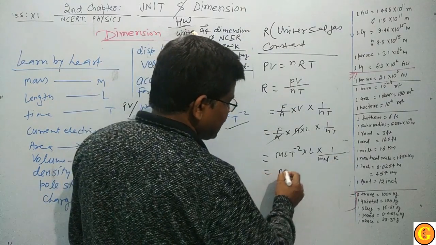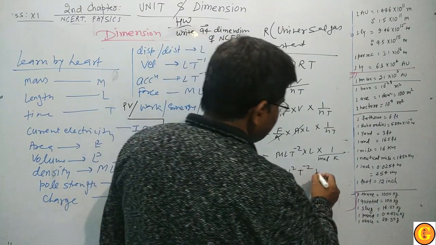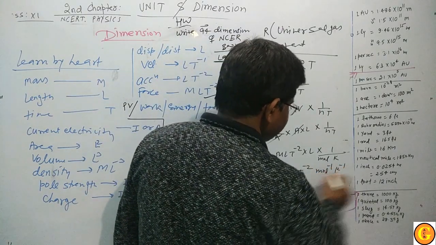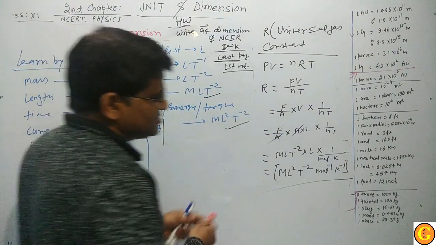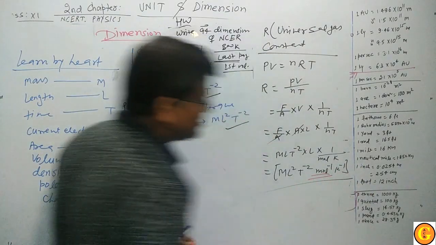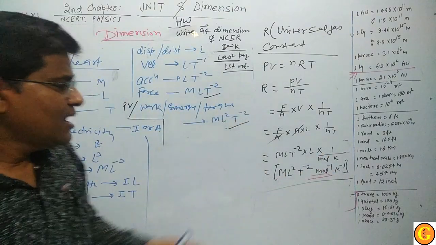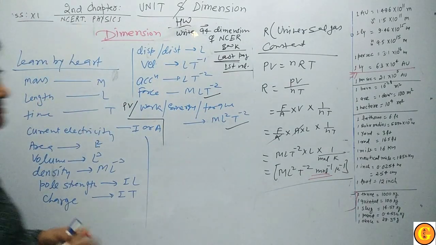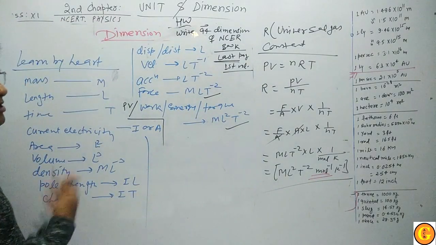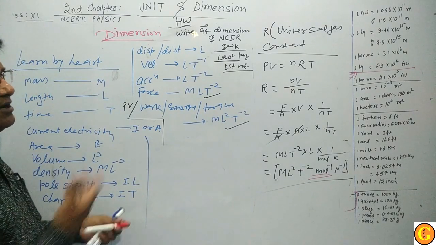And it becomes ML² T⁻² per mole per Kelvin. This one is the dimension. Some people do not write the mole because it is a unit and is not considered in dimension. Then ML² T⁻² K⁻¹, and I have written here ML² T⁻² per mole per Kelvin. This is so easy, and every physical quantity can be derived by this.